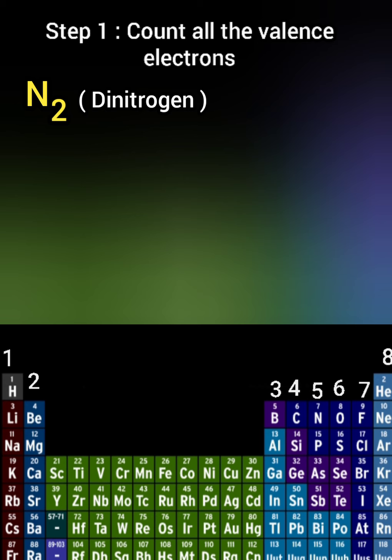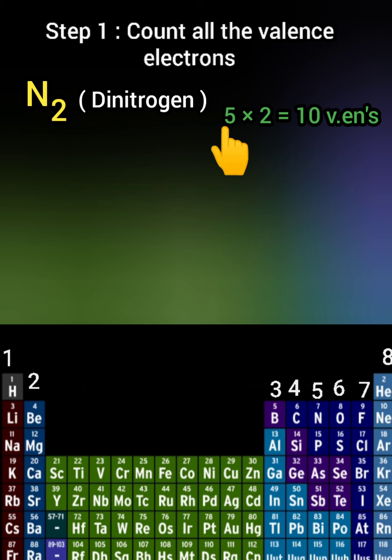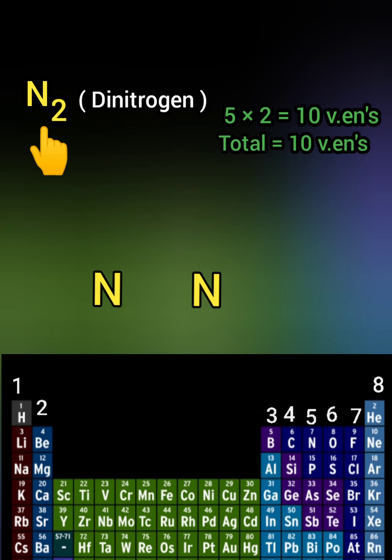Next molecule is N2, dinitrogen. Step 1. Count all the valence electrons. Look at the periodic table. Nitrogen is in the 5th column. Therefore, the valency of nitrogen is 5, and here 2 nitrogen atoms are present, so 5 times 2 equals 10. The total valence electrons of dinitrogen is 10. Skip step 2 because there is no central atom in the dinitrogen molecule.